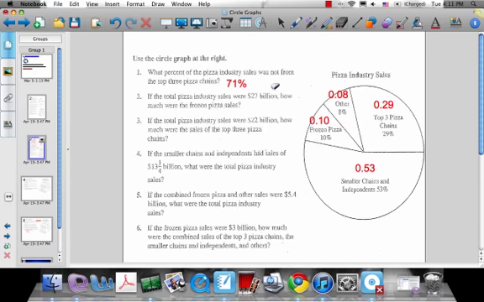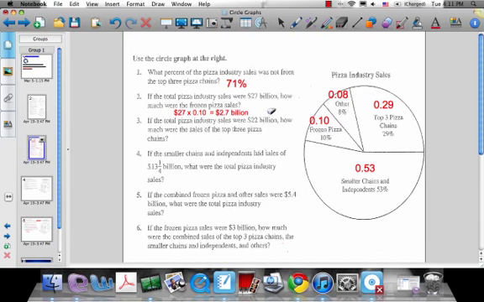Second question, if the total pizza industry sales were $27 billion, meaning everything, $27 billion, 100% of my circle graph, how much were from frozen pizzas? Well, frozen pizzas represent 10%. So to do a problem like this, to find a portion of the total, you take the total, 27 billion, and multiply it by the percent made into a decimal. So that was 0.10, the frozen pizza sales. And 27 times 0.10 gave us 2.7 billion. That was the portion for the frozen pizza sales alone.